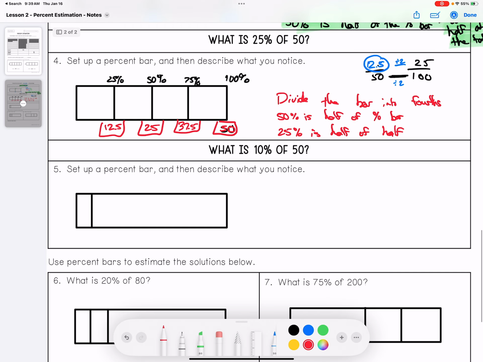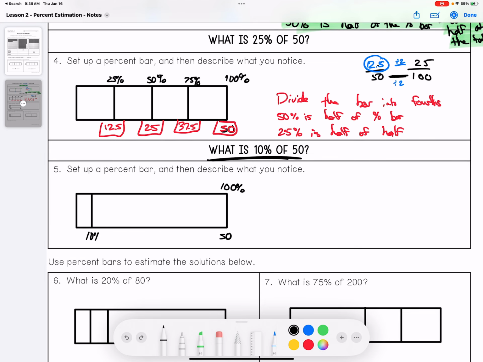All right, last one of this set here, number 5 on our paper here. What is 10% of 50? Again, we're still going to set it up the same exact way. We know the whole is 50 and the whole percentage is 100. Now, how do we get down to the bottom? Well, they didn't draw the whole bar, so I'm really not sure of what that represents. But they told me in the question, what is 10%, and they drew the bar. So I can assume that that is 10%.